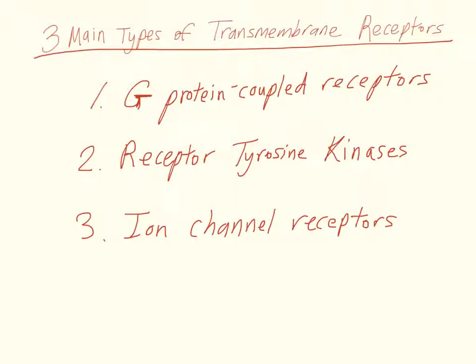So last time we were talking about the three main types of transmembrane receptors, and we covered G protein coupled receptors and receptor tyrosine kinases in detail. Now let's move on to ion channel receptors.